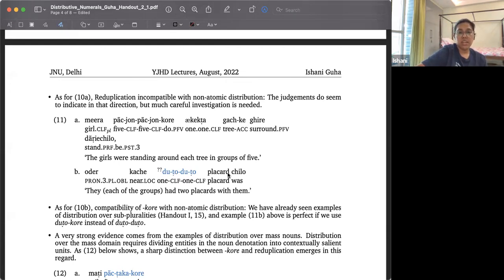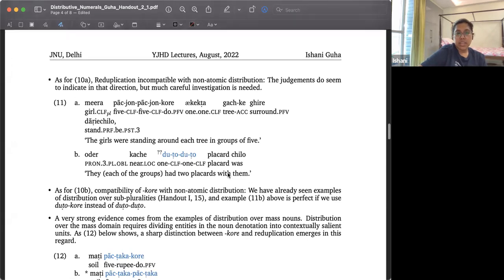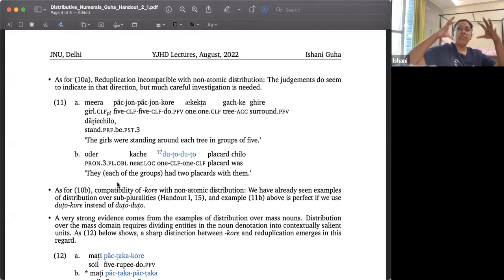So 11a is: the girls were standing around each tree in groups of 5. And then 11b: they were divided into groups of 5, and each of those groups is circling one tree. Okay. ওদের কাছে দুটো দুটো প্ল্যাকার্ড ছিল.